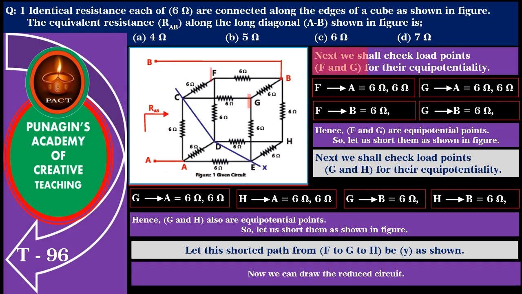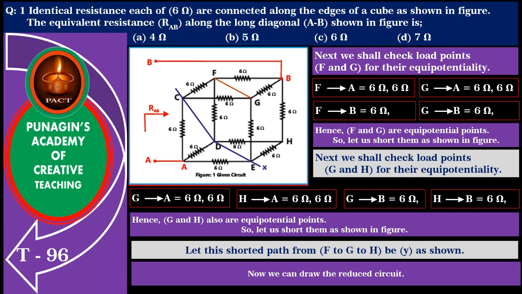Friends, next we shall check the load points F and G for their equipotentiality. Path resistance from F to A is equal to 6 ohm, 6 ohm and from G to A also is equal to 6 ohm, 6 ohm. Similarly, path resistance from F to B is equal to 6 ohm and from G to B also is equal to 6 ohm. Hence, F and G are equipotential points. So, let us short them as shown in the figure.